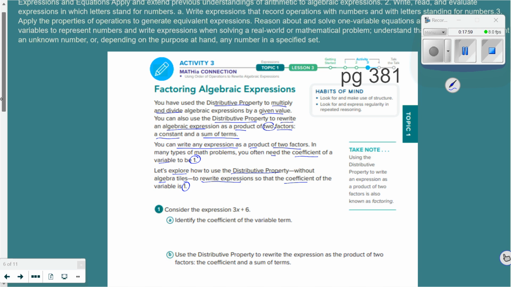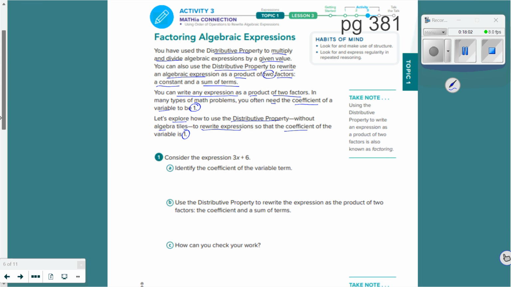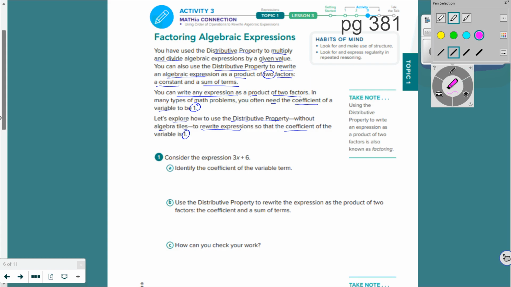A key on this is you have to remember our math terms. What is a coefficient? Thinking multiply, the number multiplied by the variable. That 5 is the coefficient. We want it to be 1. So let's look at this. I want to add a quick math term here before we get into it.